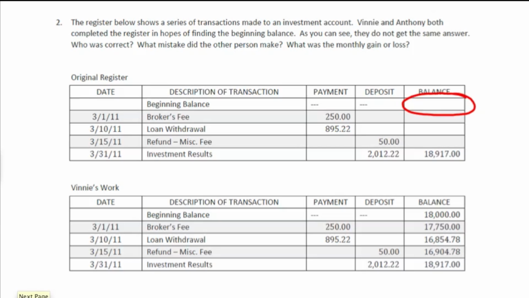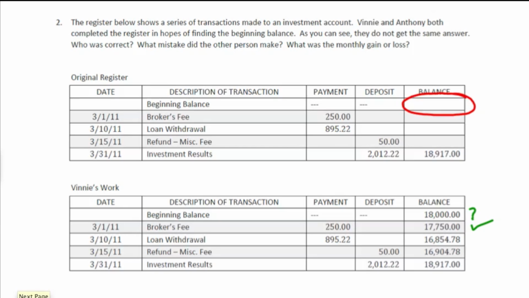Well, Vinny says that the beginning balance was $18,000. Let's see if he's correct. If the beginning balance was $18,000, then when there was a payment made of $250, payments mean that we took away $250, it would then be correct, this part, that he would now have $17,750. But again, until we get the final balance, we don't know if this is correct.